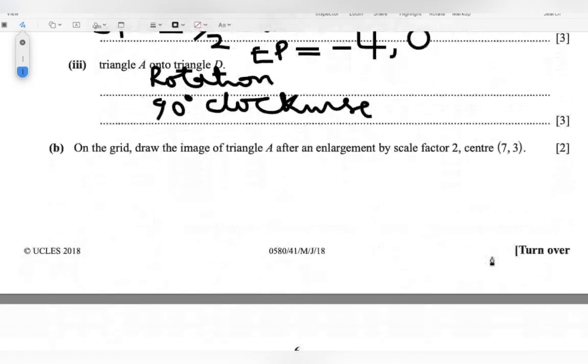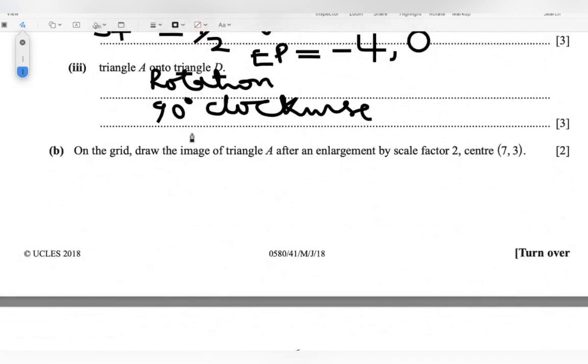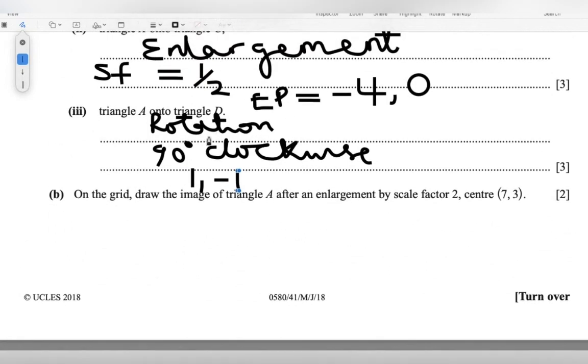So you write it here in order to get your 3 marks. So meaning you must write your center of rotation, you must write your angle of rotation, and you must write the name rotation in order to get your 3 marks. Is that okay?